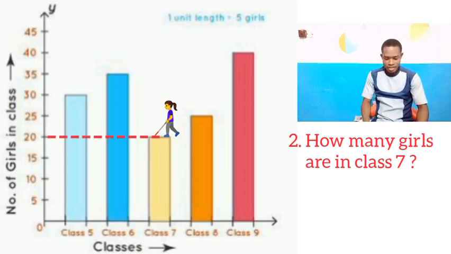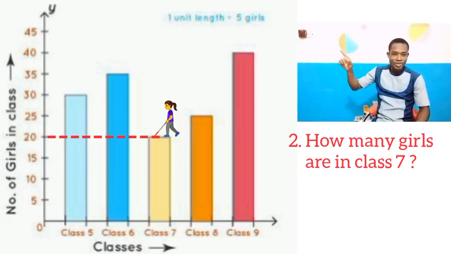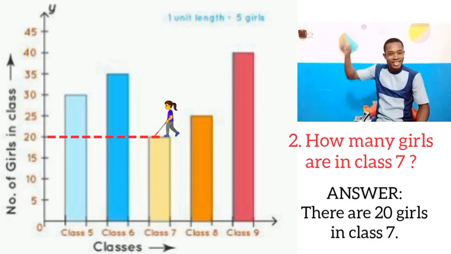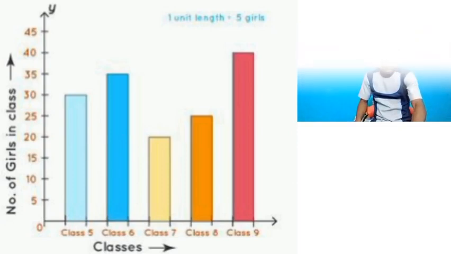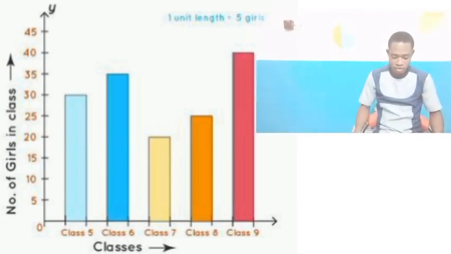Good. You will notice that in class 7, when the line was traced, it gave us 20 on the y-axis. So the number of girls in class 7 is 20. Is that okay? We move on to question number 3.